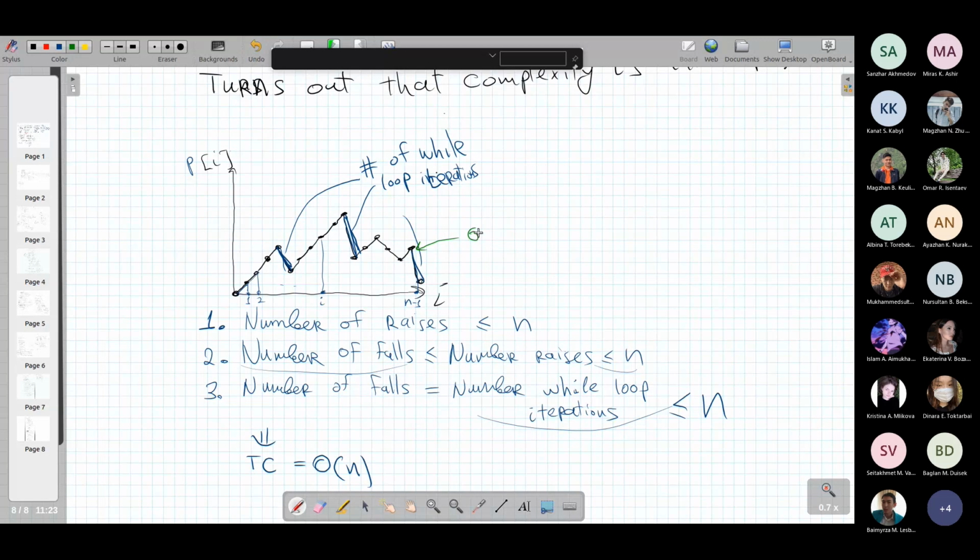This is the graph of the prefix function.